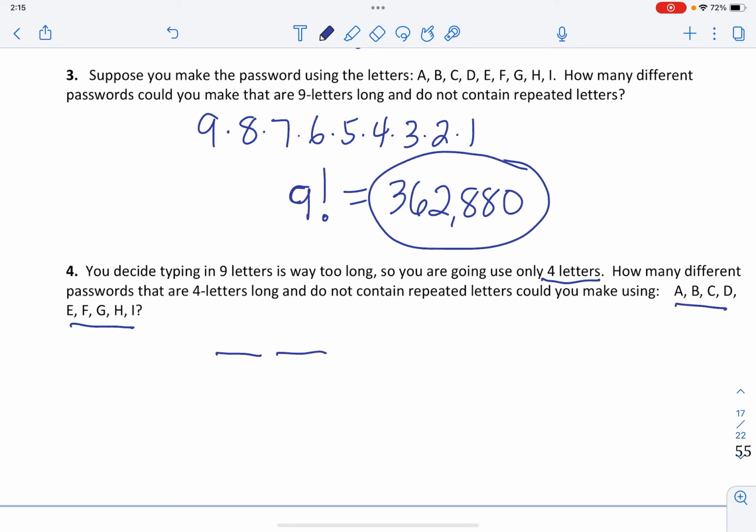You still have a choice of 9 letters, but you're only going to do 4. Right? So my password is 4 letters long, but the number of choices I have would be like this. I have 9 choices for the first, and then no repetition, so I only have 8 for the second, 7, and 6. Multiply all those together, and now to get the total number of passwords for that one, which I think is 3024.